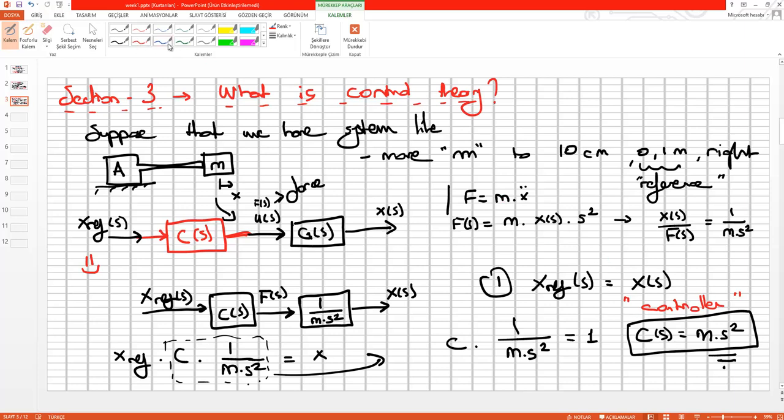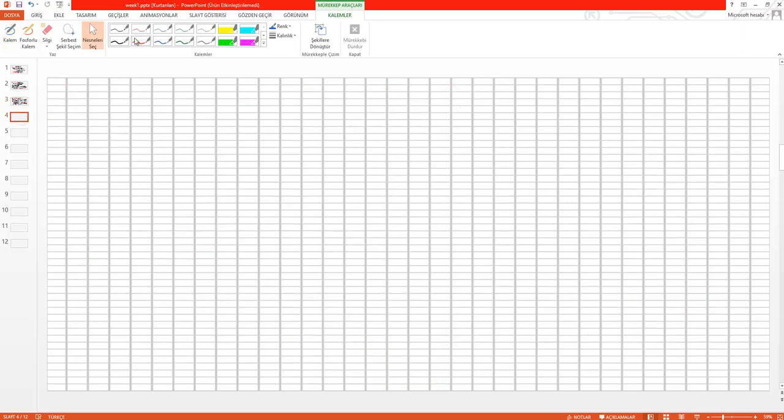This controller is also known as an open loop controller. Why? Yes, we don't have any feedback in here, okay? And so how can we add feedback to this system? This is the open loop controller, right?